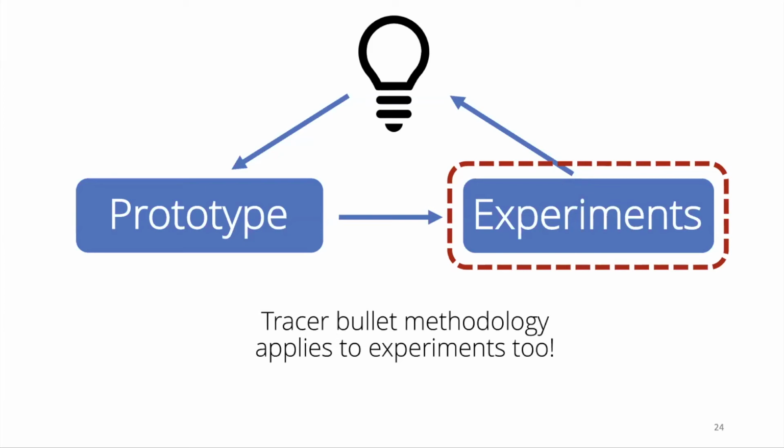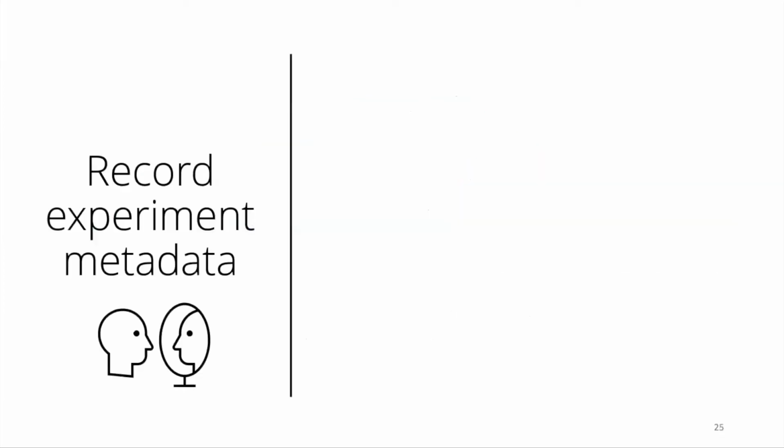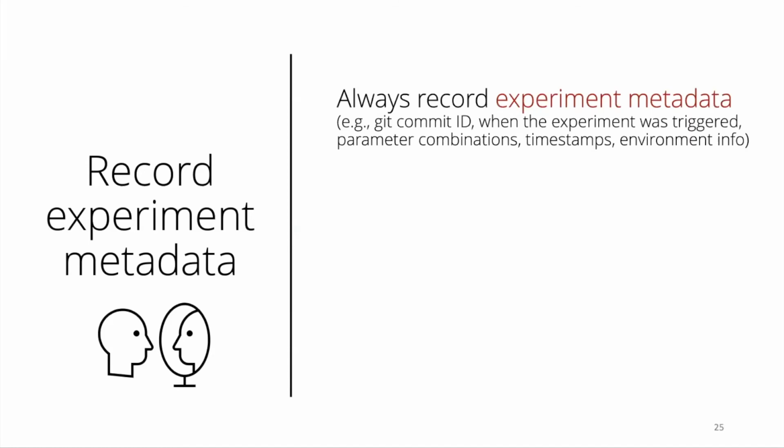So now I'll go into a bit more low-level advice on the nature of the automation itself, right? Some things you should take care of while you're setting up your automation. So the first thing to keep in mind is to record as much experiment metadata as possible. What do I mean? Things like the commit ID that you tried to run an experiment with, the timestamps for when the experiments were triggered, the specific parameter combinations that you ran, as well as where you ran the experiment, right? Like what environment did you run it in?